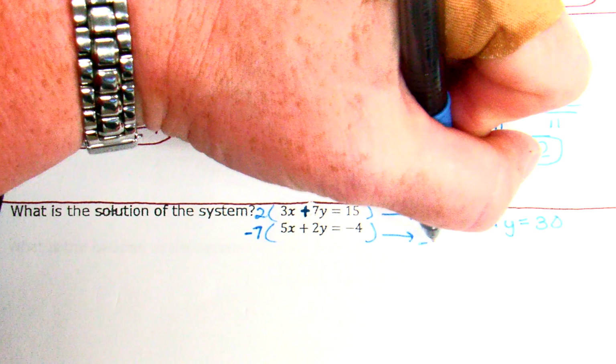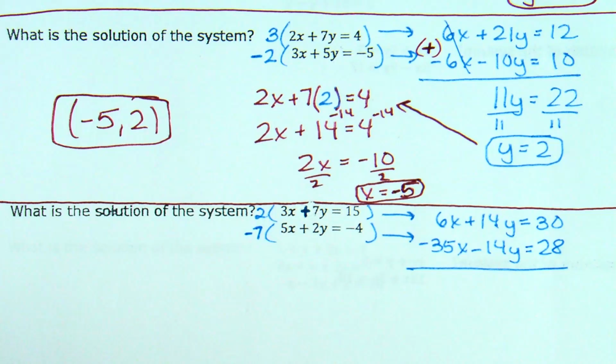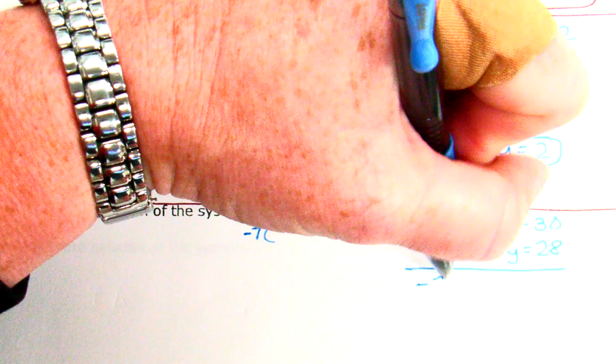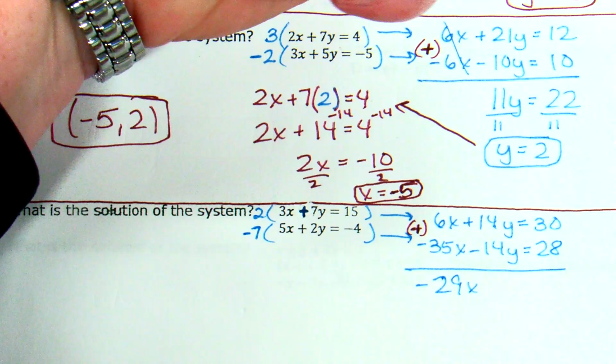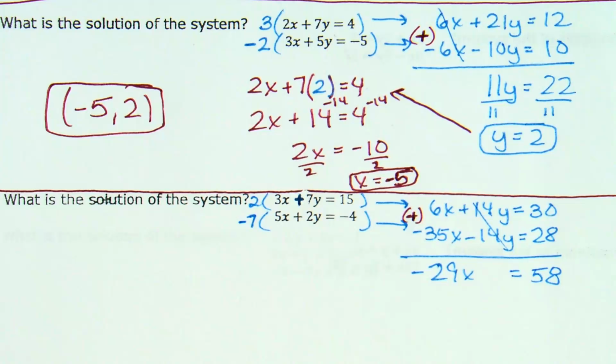My 14s are opposite signs. Opposite signs tell me we're going to add there. Okay, 6x plus -35x is -29x. 14y and -14y, of course, cancel. Carry down my equal sign. 30 plus 28 is 58. Does it work? Is it nice and neat? -29x equals 58. Divide by -29. And x is -2. Good.